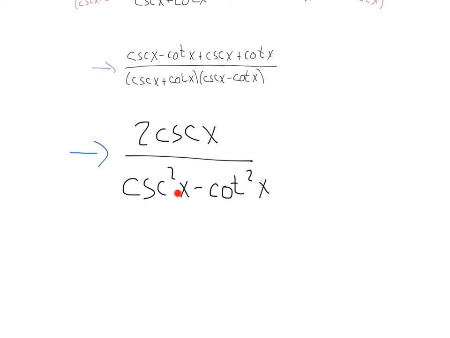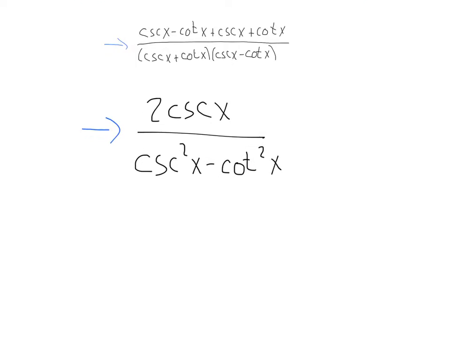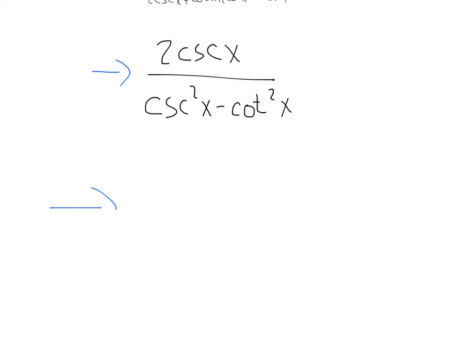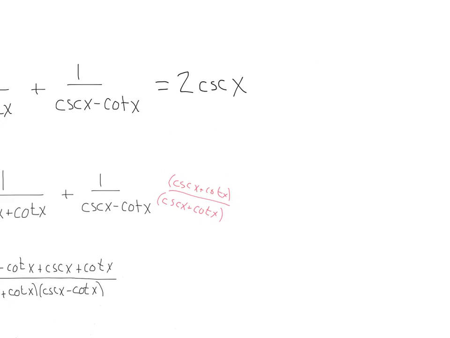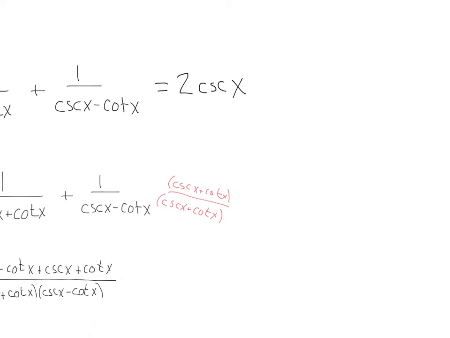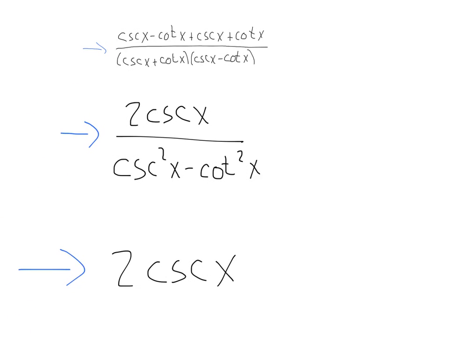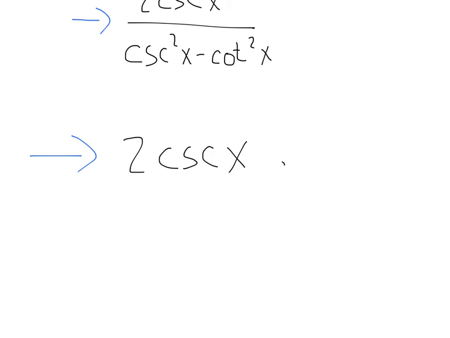Well, if I manipulate one of my Pythagorean identities, I get cosecant squared x minus cotangent squared x equals 1. Since my denominator is 1, that's just going to leave me with 2 cosecant x, which again is exactly what we wanted to verify in the first place. So I'm going to put my little check mark and say done, verified.